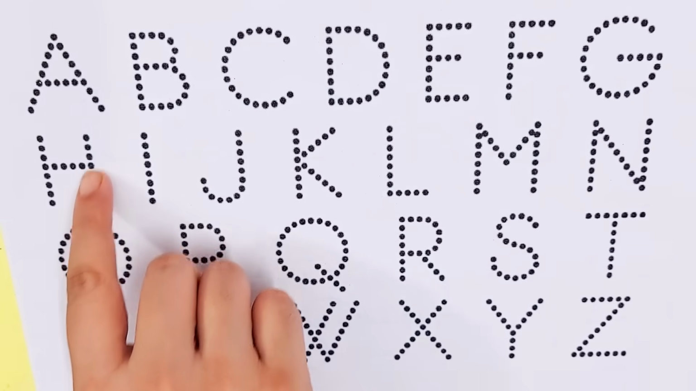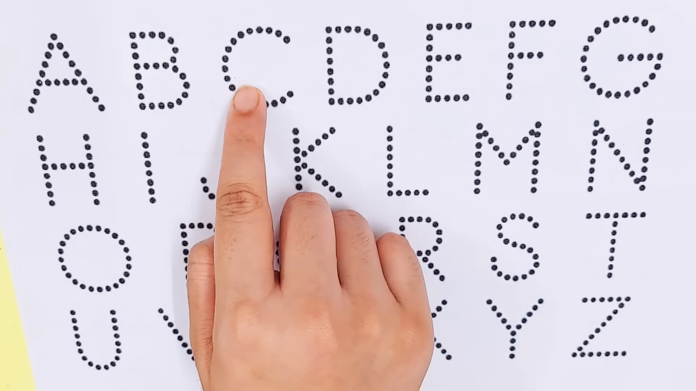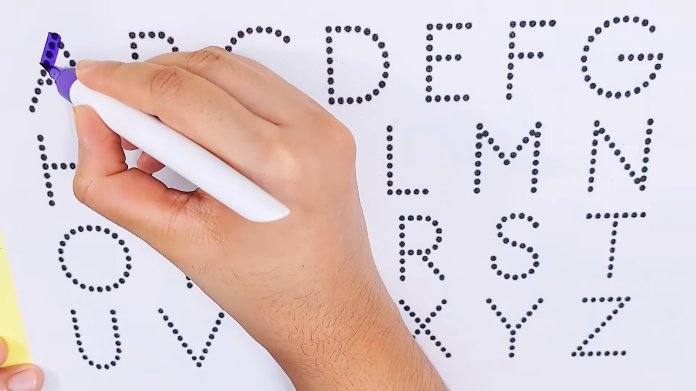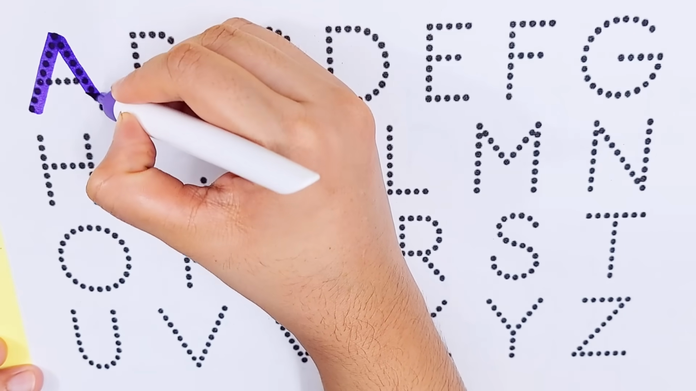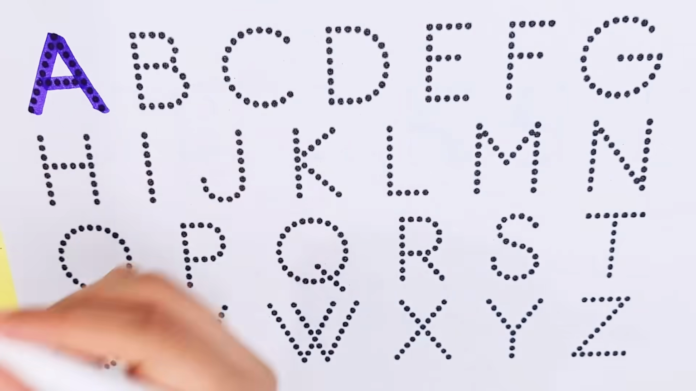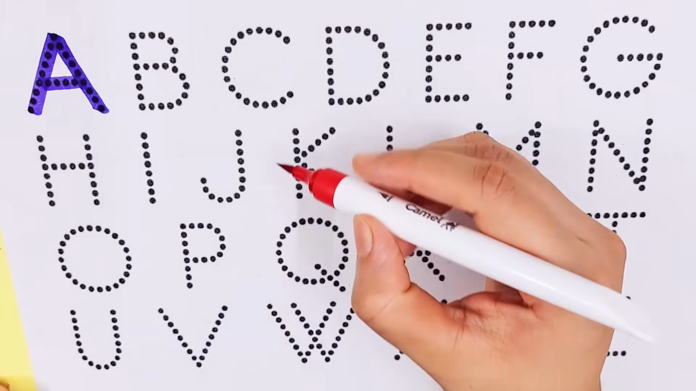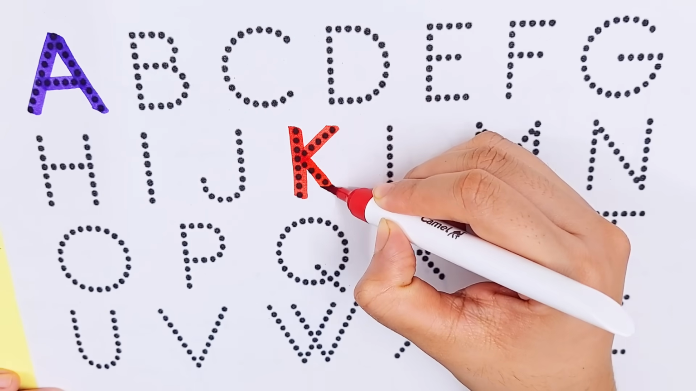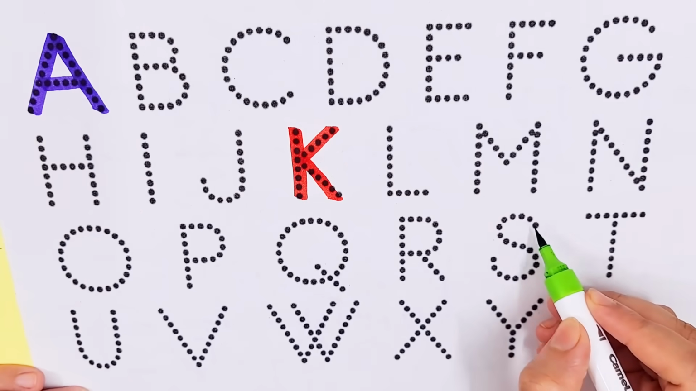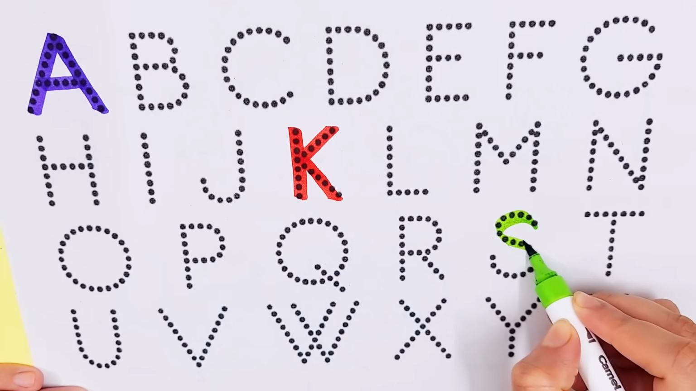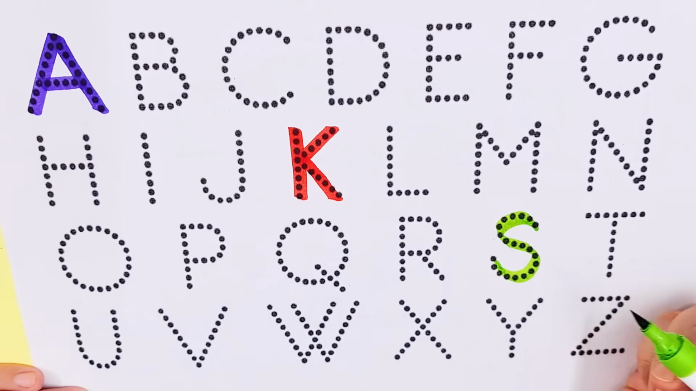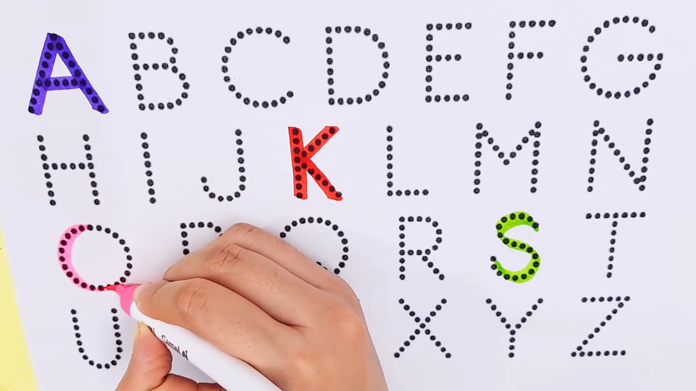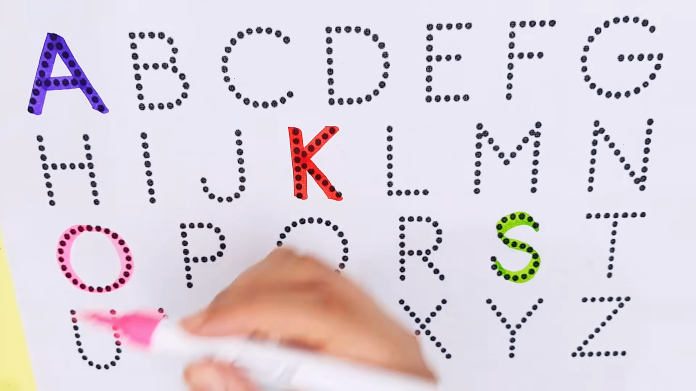Today we will learn some alphabets A, B, C, D. A for apple. K for king. S for sun. O for orange.